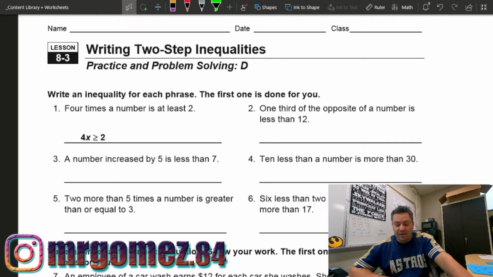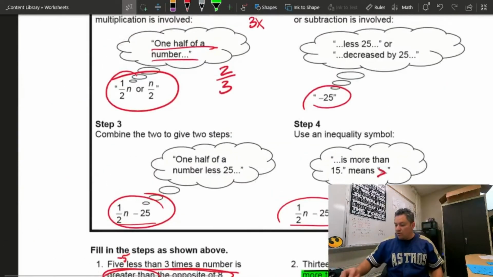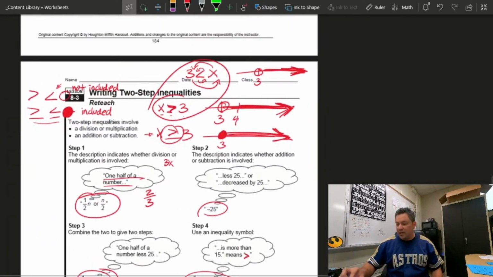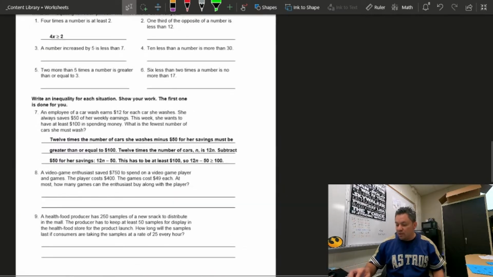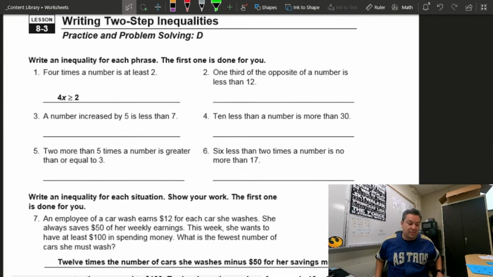And today, we're going to keep talking about writing two-step inequalities. On the previous video, we did this worksheet right here, just a couple of examples. We did a little bit of a reminding on how everything works. And in this video, we're going to do this whole worksheet. Hopefully, it doesn't take too long. We're going to make it a little faster.